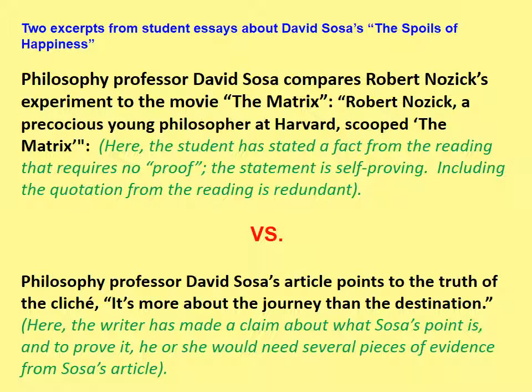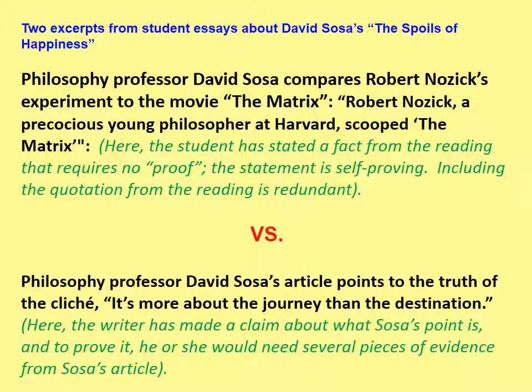Press pause here and compare these two excerpts from a student paper about the nonfiction piece, The Spoils of Happiness. Again, as you can see in the first one, the student has made a statement about what David Sosa does in his article. He's comparing Robert Nozick's experiment to The Matrix. And she quotes that part of the reading. She's being redundant there. There's no need to quote something that is an obvious fact from the reading.